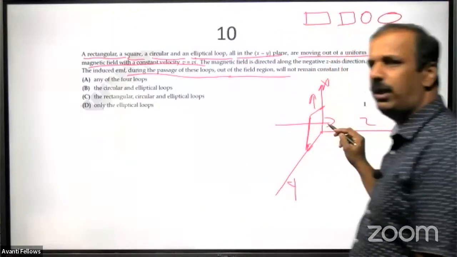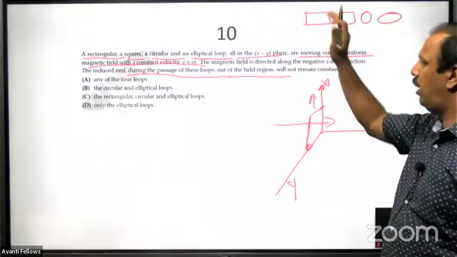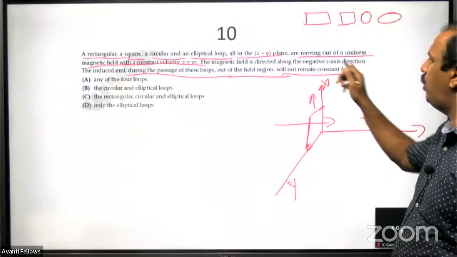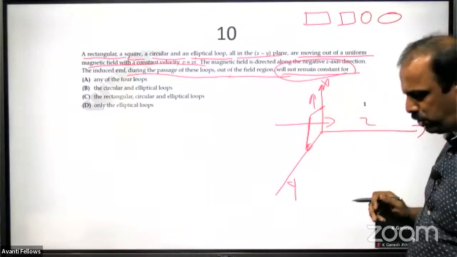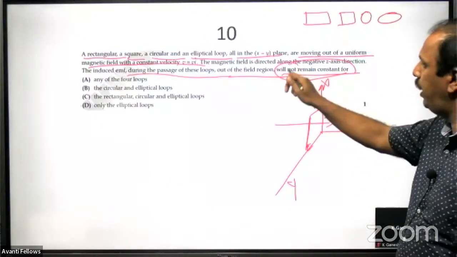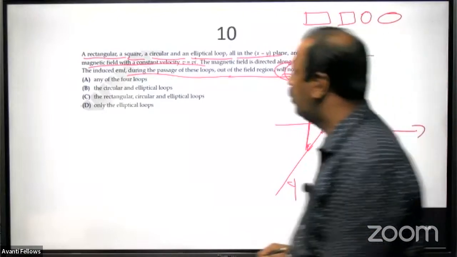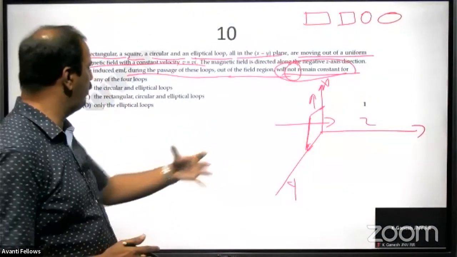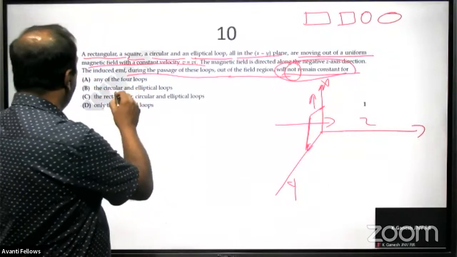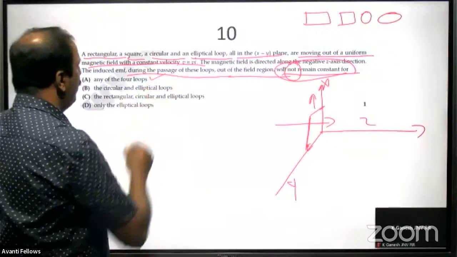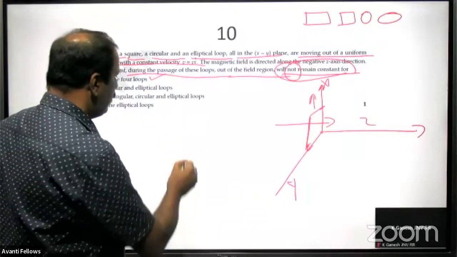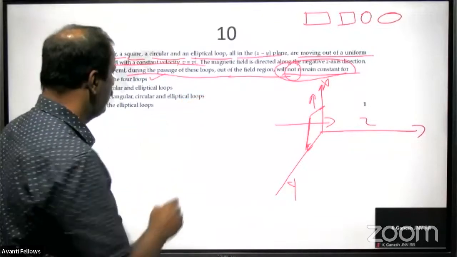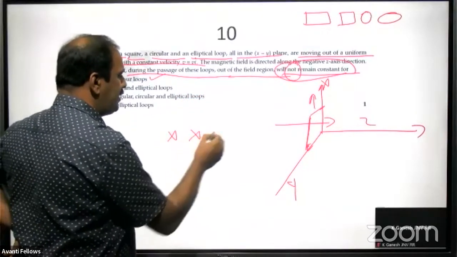So it is not moving in the uniform field. It is moving from a higher field to outside. It will not remain constant. That you have to see. So here the problem is that we will face it from the front side and do that, for any of the four loops. See, you have the field like this.